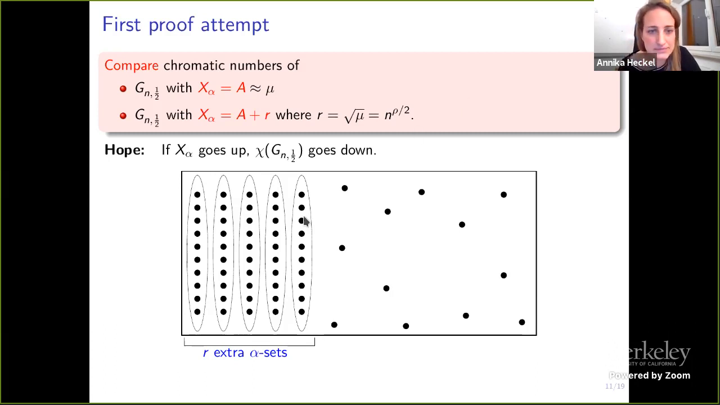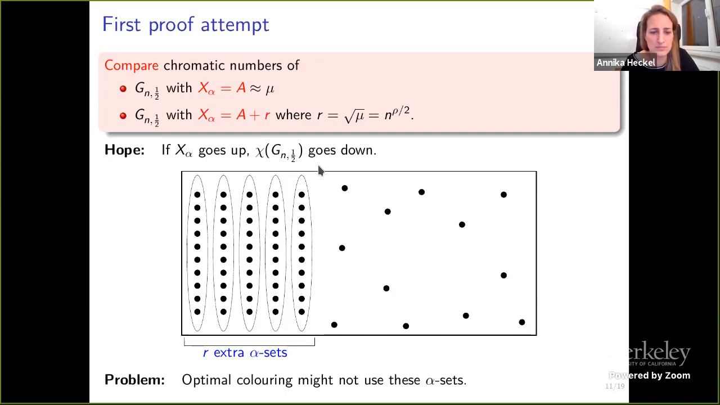Right. So the hope was if you put in some more alpha sets or remove some alpha sets, the chromatic number changes by a corresponding amount. I wasn't successful in doing this. The problem is, if I have a coloring and I remove some alpha sets, there might just be a different coloring which doesn't use these alpha sets and still comes out at the same number of colors. So there was no way for me to ensure that the optimal coloring even uses the alpha sets. This is why this first attempt failed.